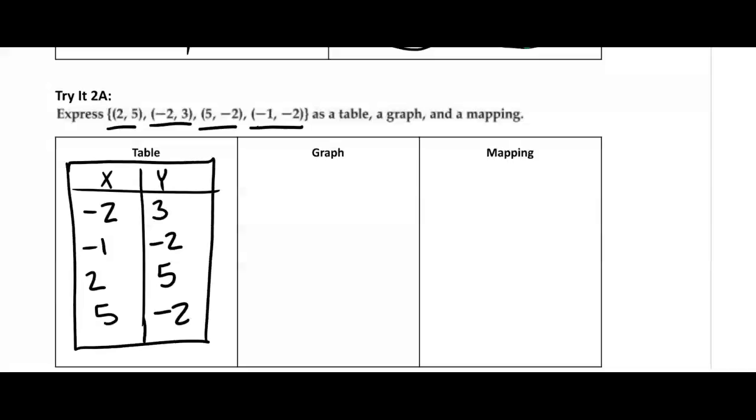X, Y. All right? And then plotting these as a graph. Now I know my highest y value is 5 and my highest x value is 5, so I want to make sure I can at least go that far. 1, 2, 3, 4, 5. So my first point is -2, 3. That -2 means left 2, +3 means up. So -2, +3 is right here.